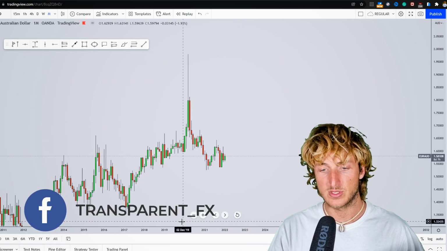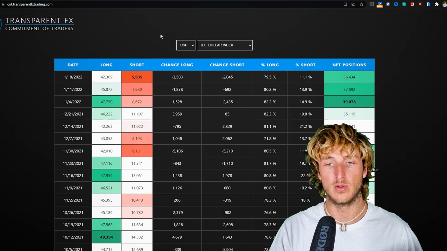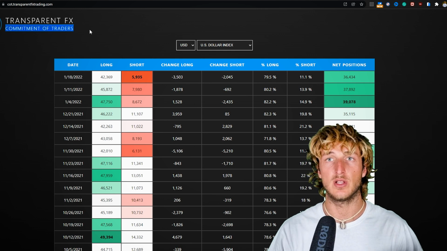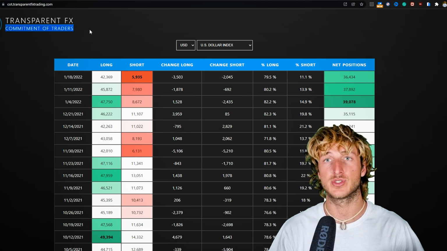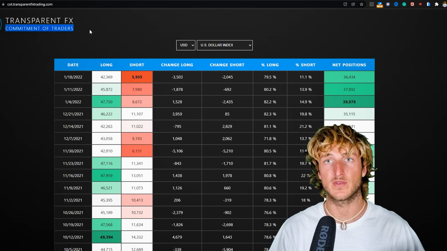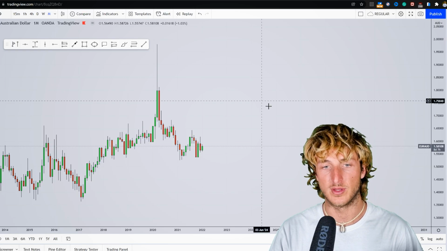Then I will go and see what we have from an order flow perspective by checking the commitment of traders, which is basically what hedge funds and the non-commercials, so the biggest speculators in the market, are doing. And by the end of the video, by using a combination of these two different types of analysis, we will try to understand where we have the highest probabilities for a potential move here on the pair.